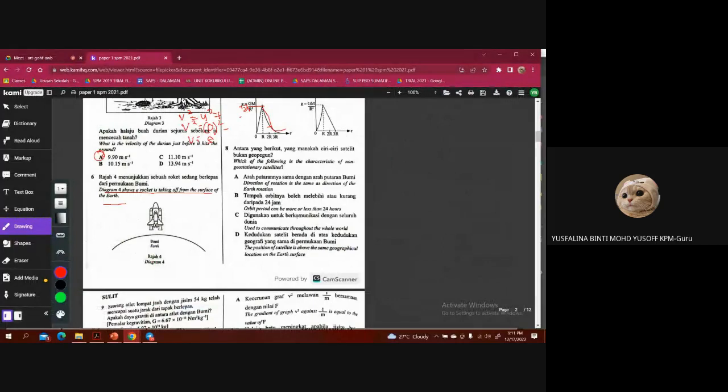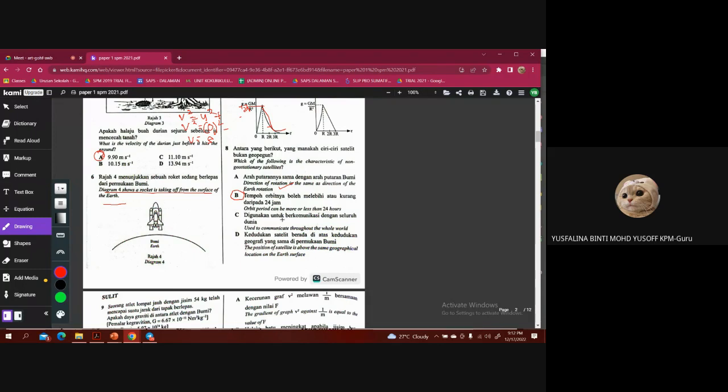Non-geostationary satellite. It says the direction of the rotation is the same as the direction of the Earth. Is it correct? No. It's not the same as the direction of the rotation of the Earth. And the orbit period can be more or less. Yes, this one is correct. For the geostationary, it has to be the same, it has to be 24 hours. But for the non-geostationary, it can be more or less.